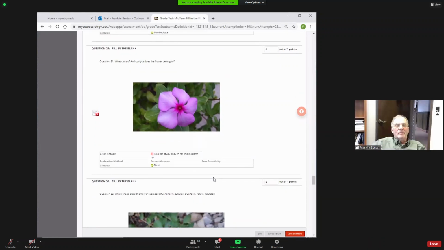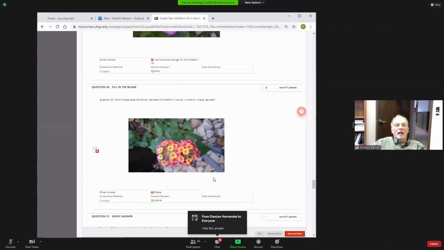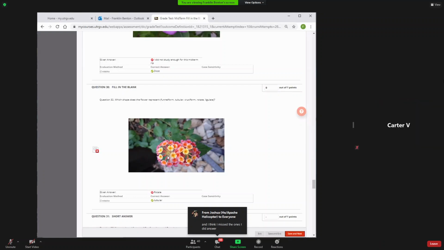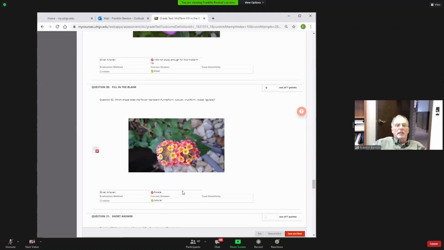Okay. Now this one. What shape does this flower represent? And actually, it's not one flower, it's a floret. Tubular, cruciform, rotate, or lingulate. Take a look. Rotate would be correct, but the most correct one is, you see these little tubes coming off each one? That would make it tubular. But if you have rotate, I'll give it credit also.